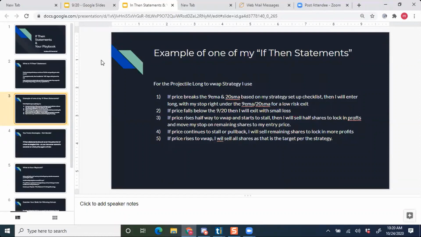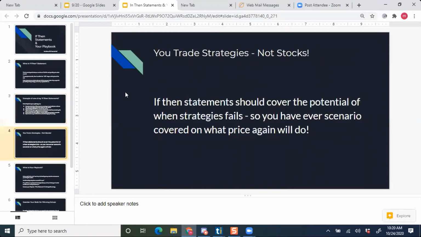So if we are trading in the trading room and you're in the trade and I ask you to give me your if-then statements, you should be able to rattle off more than 1 or 2. You should have every case covered. Okay, let's go to the next slide. You trade strategies, not stocks.